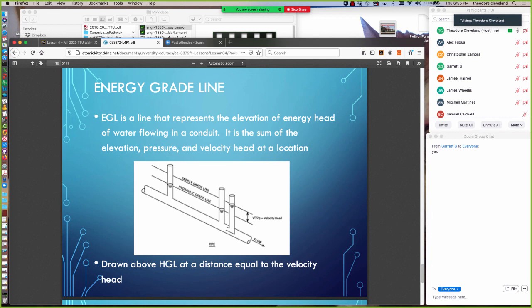The energy grade line is simply the line that represents the elevation of energy head of water flowing in a conduit. It's the sum of the elevation head, the pressure head, and the velocity head at a location. It's going to run parallel to the hydraulic grade line and probably take the same slope as the hydraulic grade line, but it's going to be a distance v squared over 2g above the hydraulic grade line.